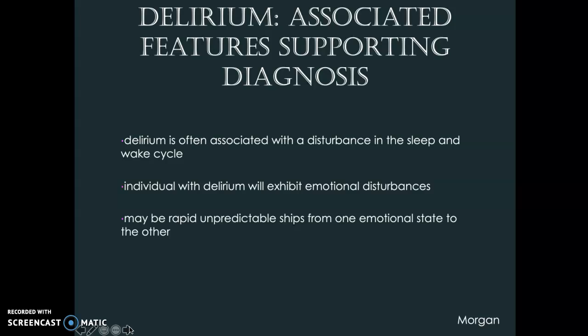The individual with delirium will exhibit emotional disturbances such as anxiety, fear, depression, irritability, anger, euphoria, and apathy. There may be rapid, unpredictable shifts from one emotional state to the other. The individual can start screaming, cursing, moaning, or making any other sounds, and it's especially more prevalent at night. I've mentioned this before, because night carries conditions in which stimulation and environmental cues are kind of lacking.